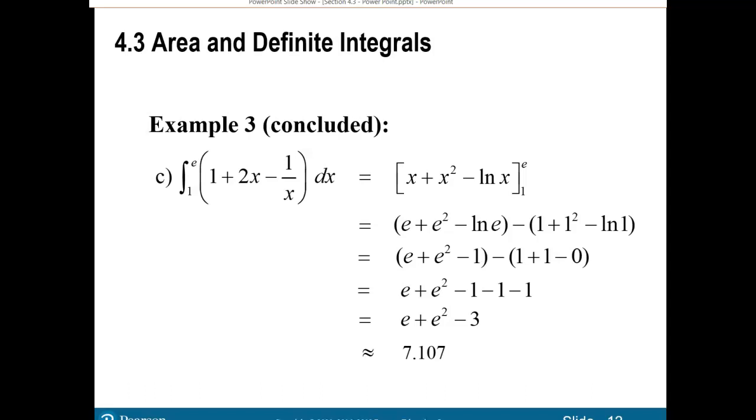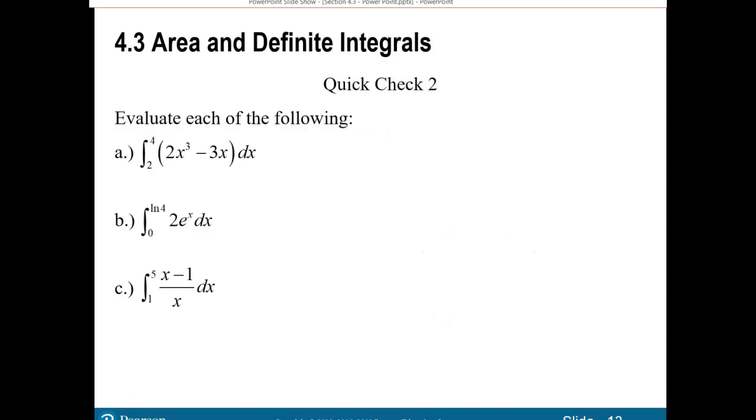So the procedure: find the antiderivative, plug in the top, plug in the bottom, subtract. All right, so this would be a good place to maybe pause the video, try these 3 examples, and then press play on the video to check your answers.